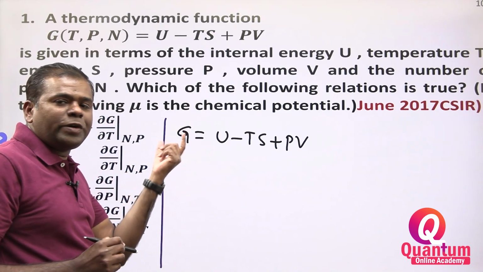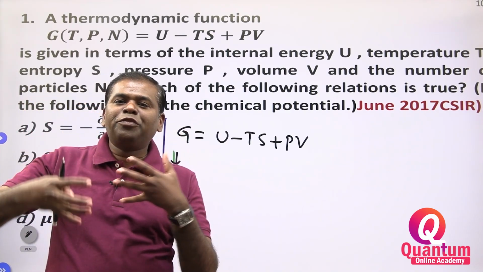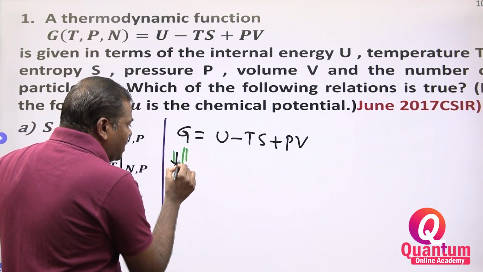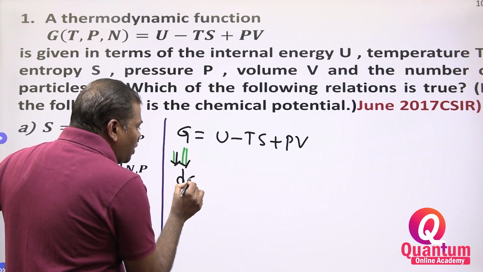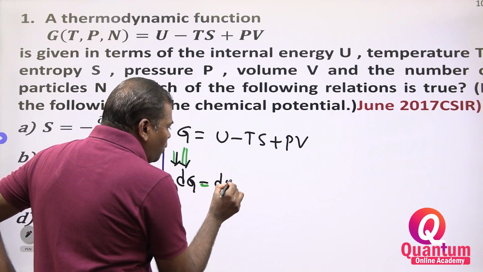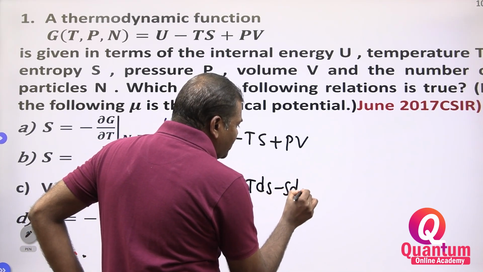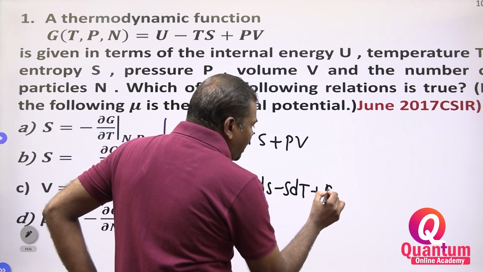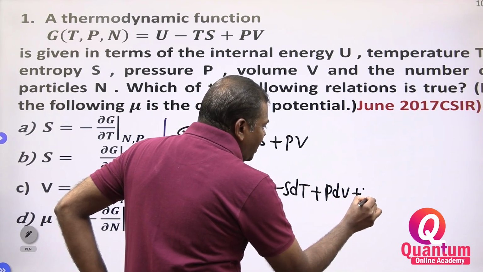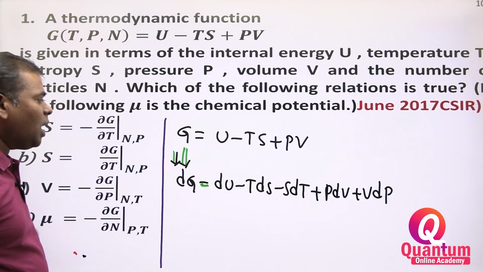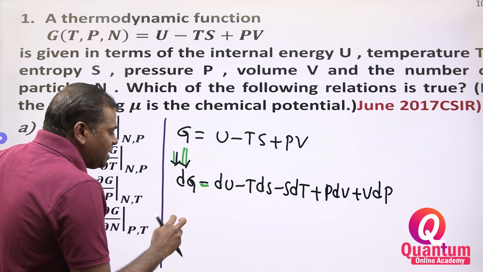First you have to take this expression and differentiate explicitly. Differentiate explicitly, that is, dG is equal to dU minus T dS minus S dT plus P dV plus V dP. Explicitly I am differentiating. After that, you know one thing.